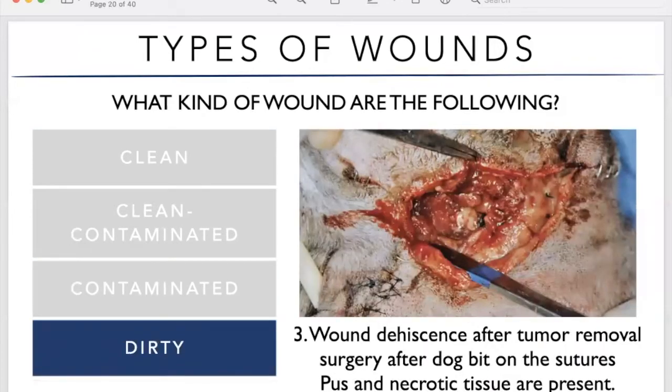How about this? Okay. This dog was operated on for a tumor removal, went home, but then the dog bit on the sutures and the wound dehisced. Okay. And you can see once it was presented to you, there was pus and necrotic tissue, right? Immediately, this is a dirty wound.